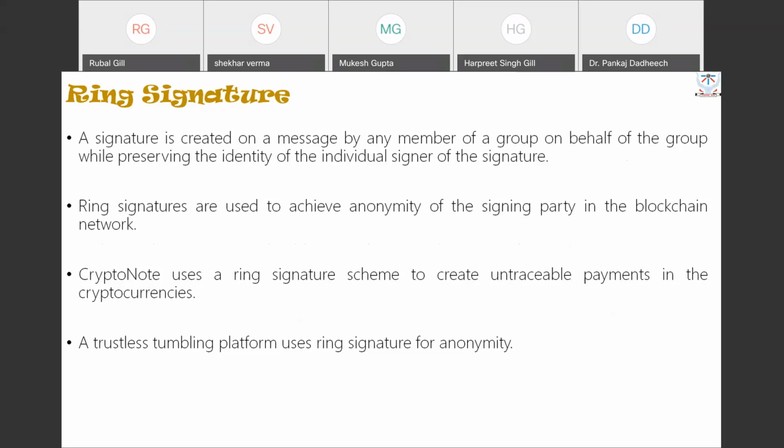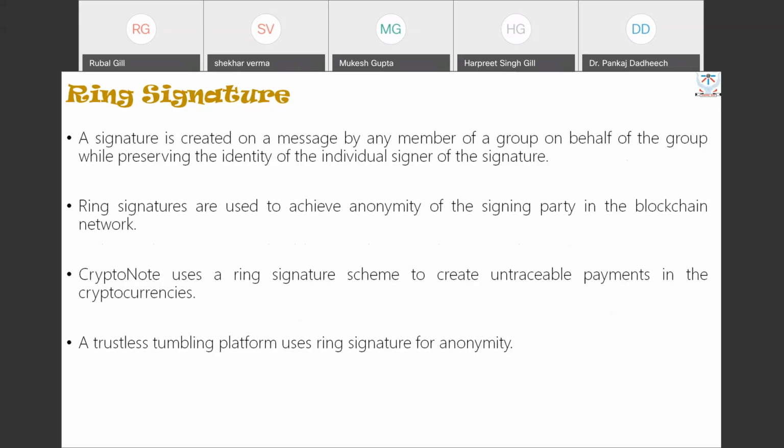Once I sign, anybody can verify this, but will not be able to know whose private key has been used. The verification requires only the public keys of the people in the ring. So if I use 5 public keys, it will be known that one of these 5 has signed, but who has signed is not known. This is used by Monero to create untraceable payments, and it's also used by others.